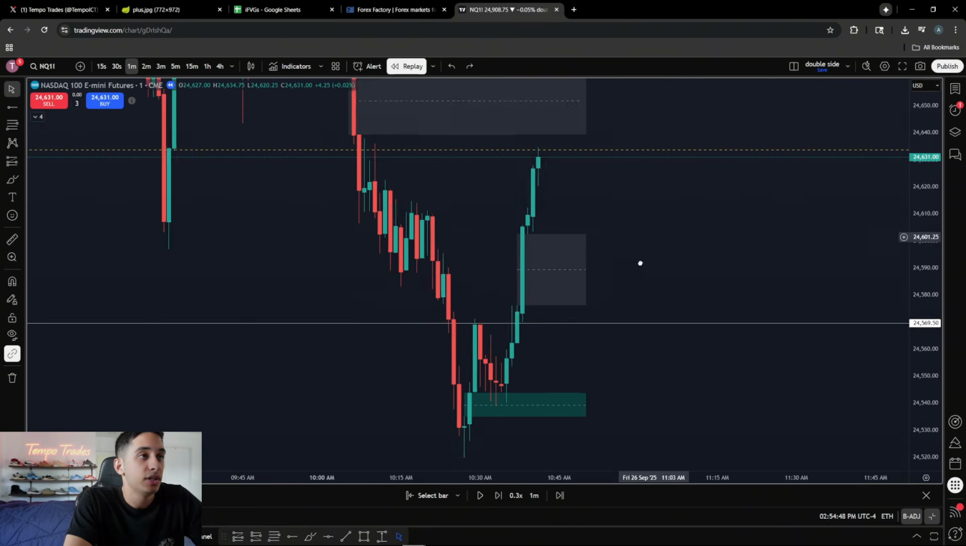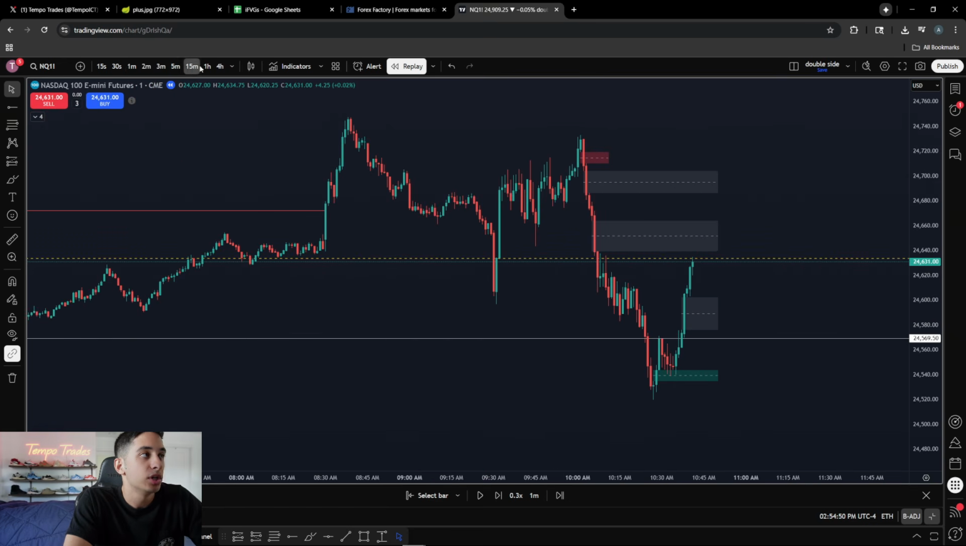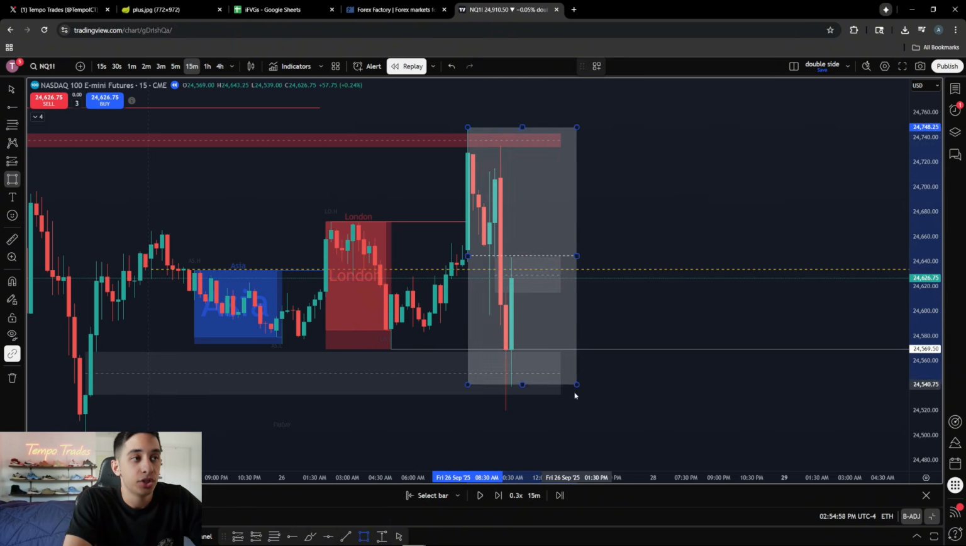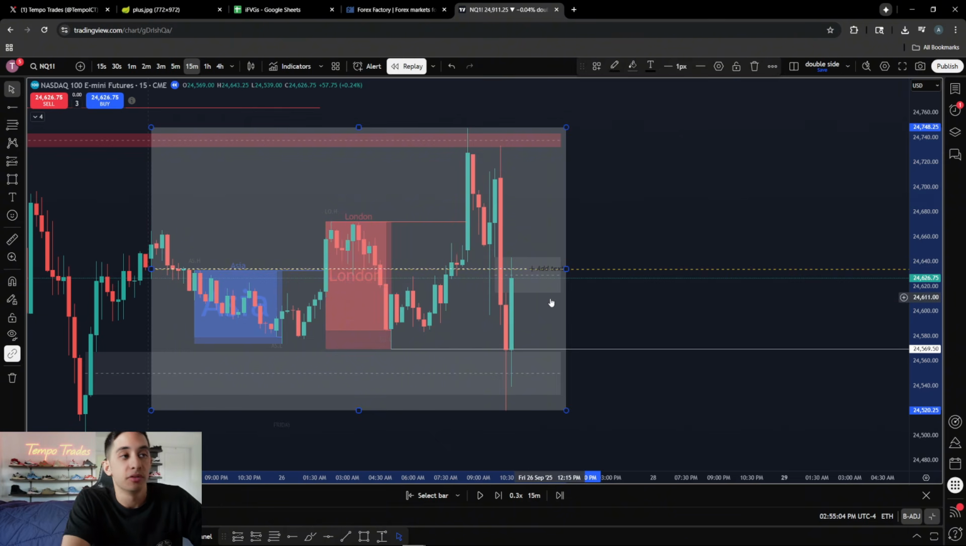50% of the daily range is very simple. You could pretty much draw it by going on the 15-minute chart. You're starting at 6 p.m. New York time. You're finding the high in that range. You're finding the low in that range. You're drawing a box from high to low. And that midpoint is your 50% level.